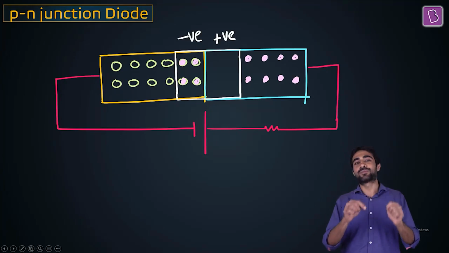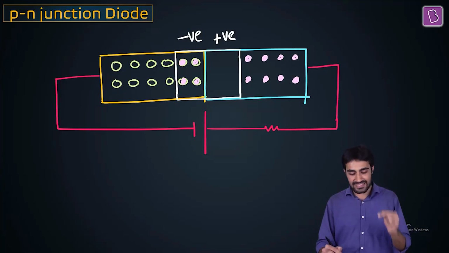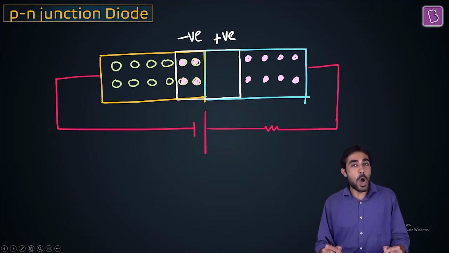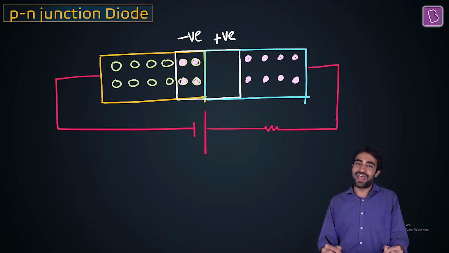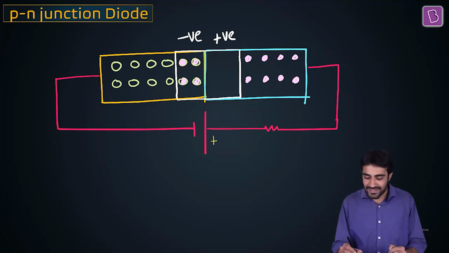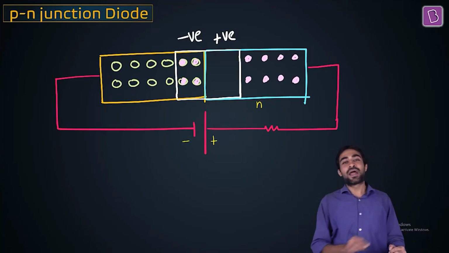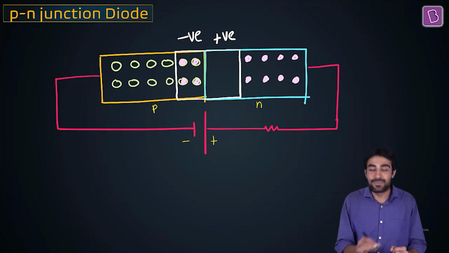Look at the terminals of the battery. Tell me, which type of biasing did we do? Is this a forward biasing or a reverse biasing? Come on, you can tell that. See, the positive terminal of the battery is connected to the N-type semiconductor and the negative terminal of the battery is connected to the P-type semiconductor.